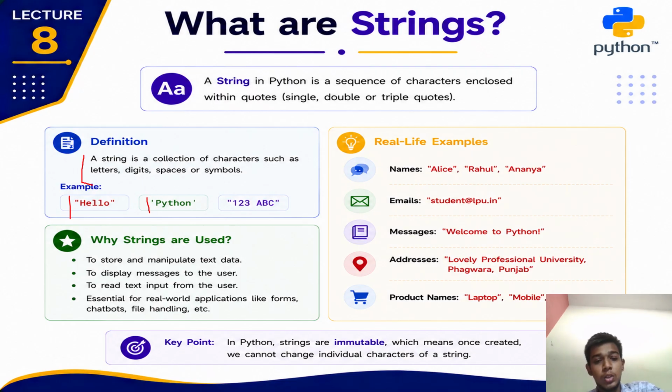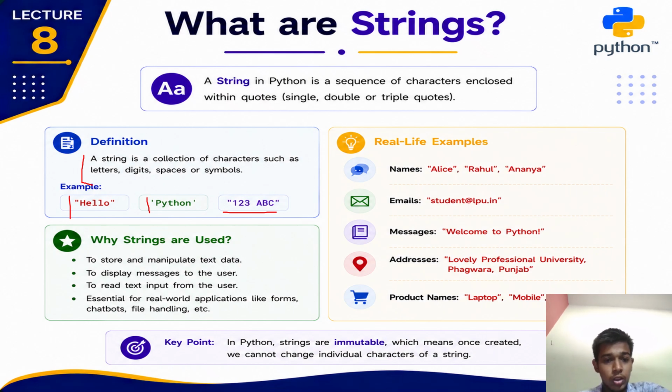For example, hello is a string because it contains letters. Python is also a string. Even 1, 2, 3, ABC is also a string. Remember, if numbers are inside quotes, Python treats them as text, not as numeric values. Now let's see why strings are used.